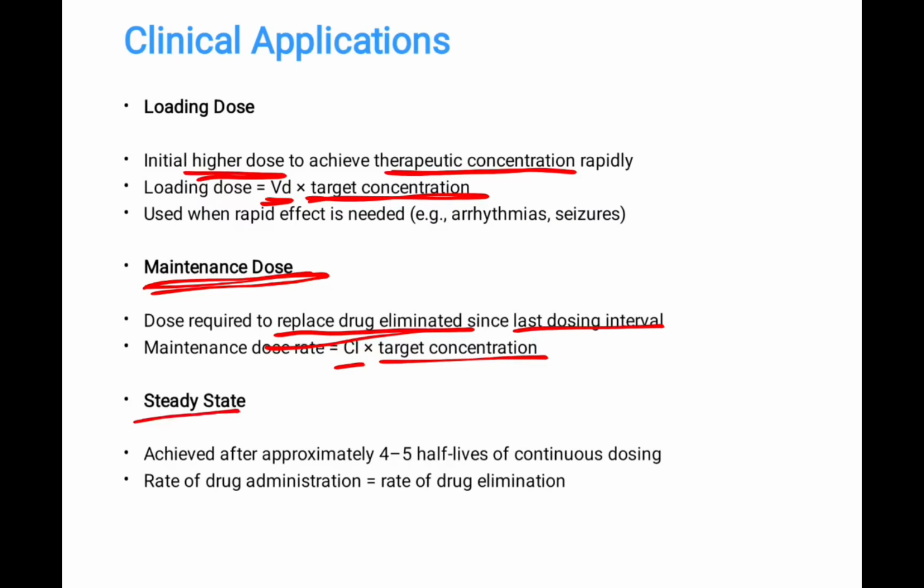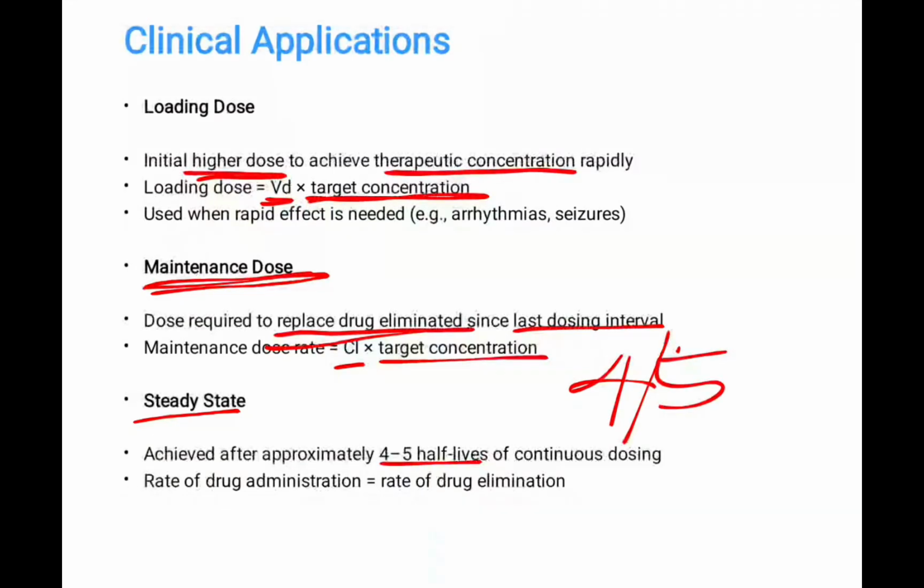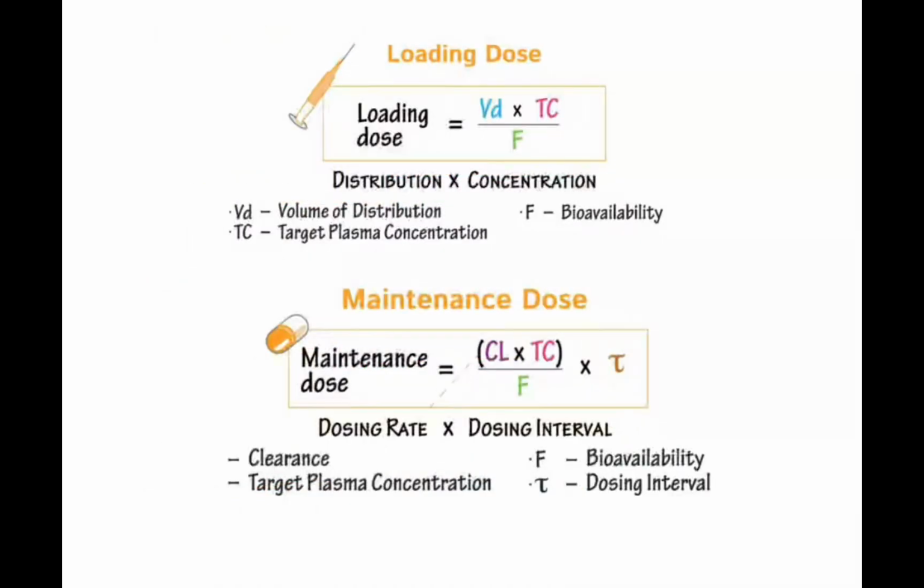We now have the steady state. Steady state is achieved after approximately 4 to 5 half-lives. 4 to 5 times half-life. So it is when the rate of drug elimination is equal to the rate of drug administration. The moment the rate of administration of a drug is equal to the rate at which that drug is being eliminated, you now have a steady state. That is what is referred to as a steady state.